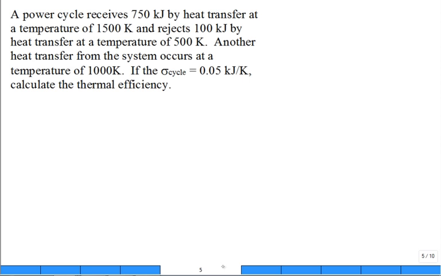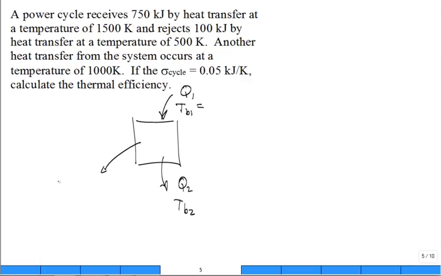Another problem. A power cycle receives 750 kilojoules by heat transfer at a temperature of 1500 Kelvin and rejects 100 kilojoules by heat transfer at a temperature of 500 Kelvin. And another heat transfer from the system occurs at a temperature of 1000 Kelvin. So I have to have a system with 3 heat transfers. So I'll say Q1 coming in at TB1 and Q2 going out at TB2 and Q3 going out at TB3. So 1 in and 2 outs.